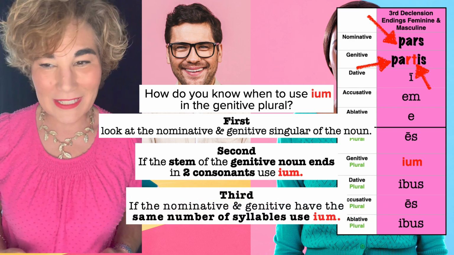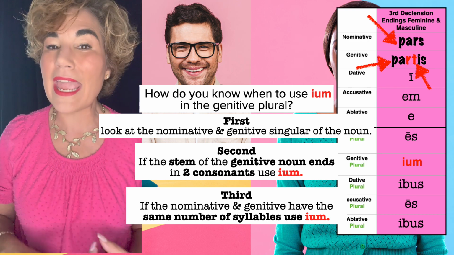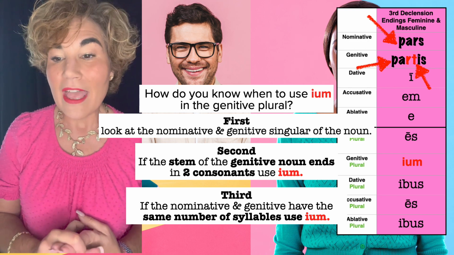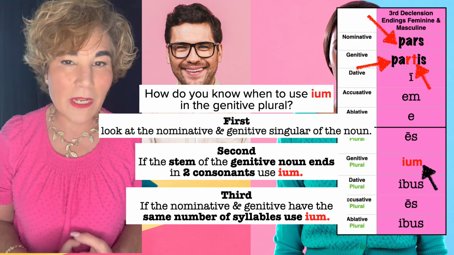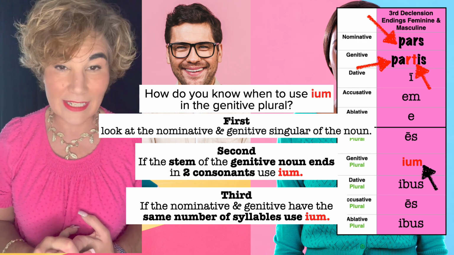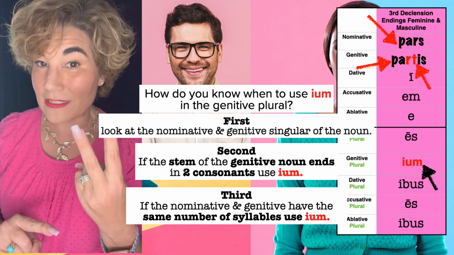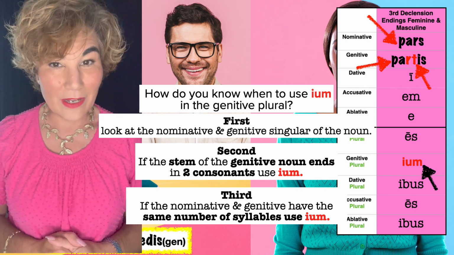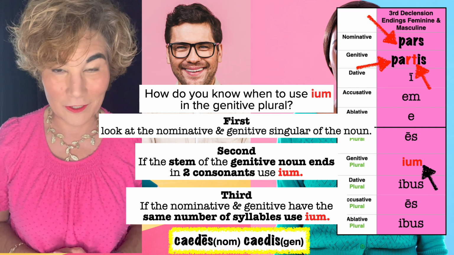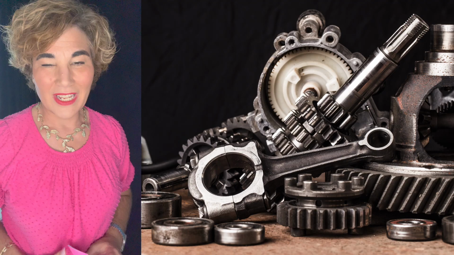Well, there is one more exception to the rule. If you have a noun in the nominative and the genitive singular that have the same number of syllables, like this word, caedēs, caedis, same number of syllables, you are going to use IUM in the genitive plural. And that's it. All right, let me show you the vocabulary now.